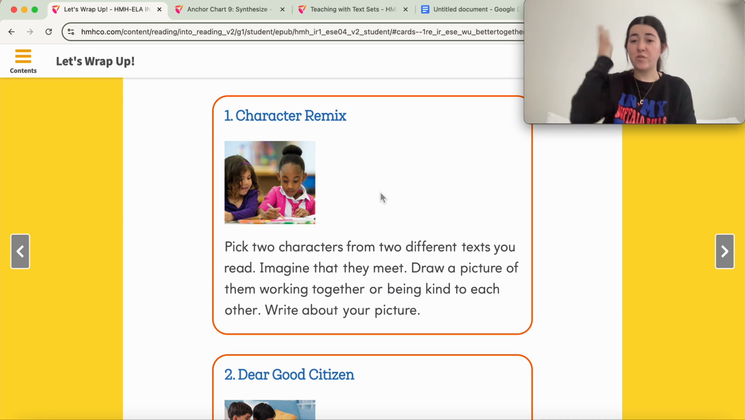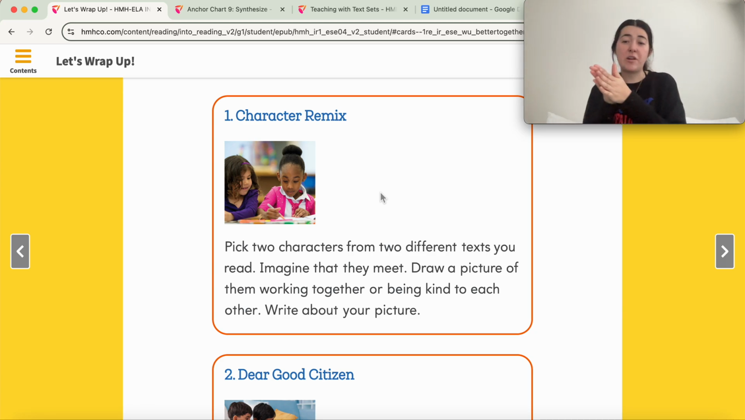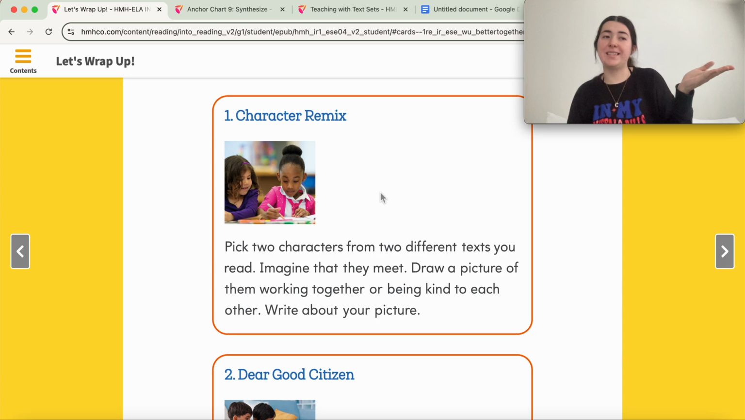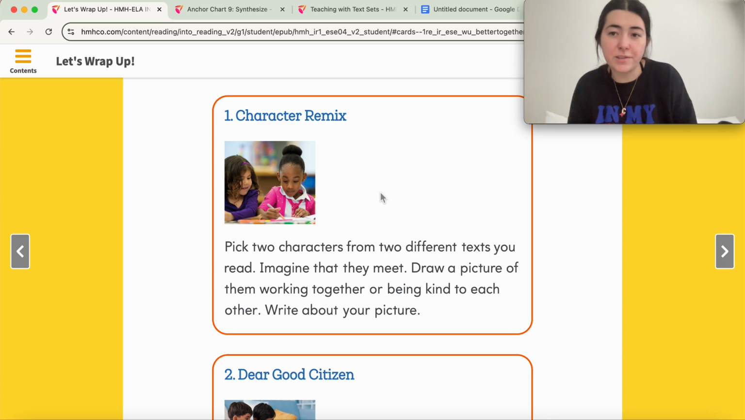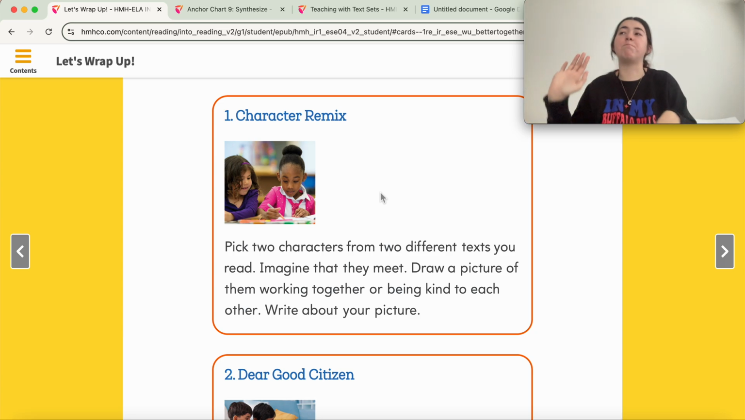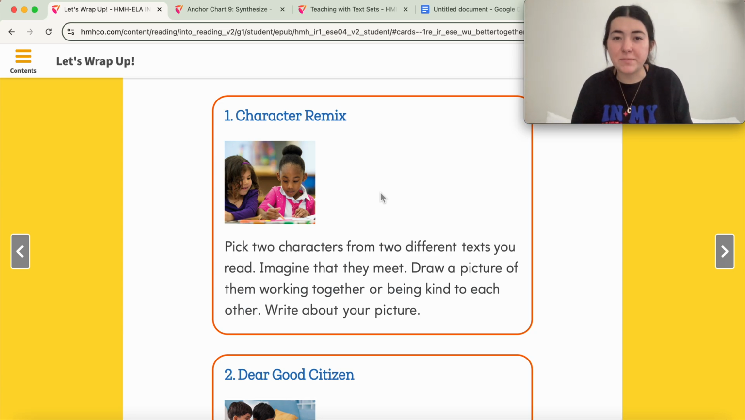So remember, you're either doing character remix, where 2 characters are meeting, or you're writing a letter to a citizen. There are papers and templates for both of these, but if you don't want to use those and want to use your own supplies, feel free to do that too, but have fun with these projects. If you have any other questions, your teacher is happy to answer them for you.